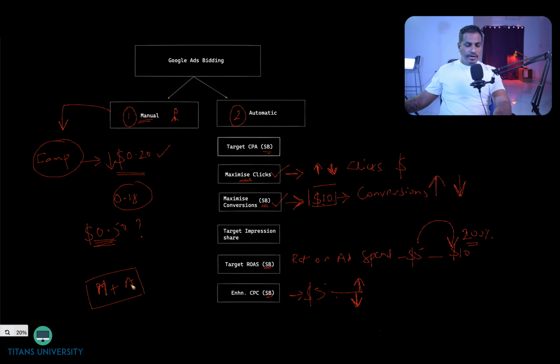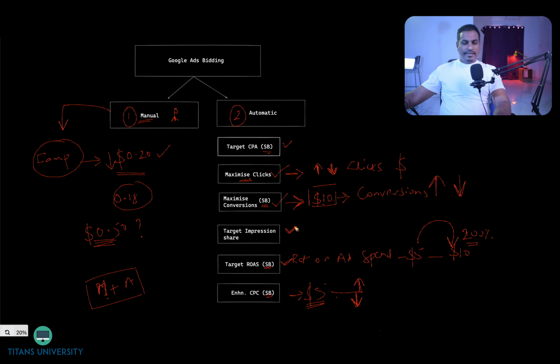How is it manual? Because you are specifying that $5 is the bid that I am willing to spend, not more than that. So Google is making sure it does not exceed $5, but at the same time, under $5, where there is a scope for conversion, it will increase the bid. Where there is no scope for getting a click or a conversion, it will reduce the bid. So that's your enhanced CPC. The options that we are left with now are target CPA, target return on ad spend, and target impression share.